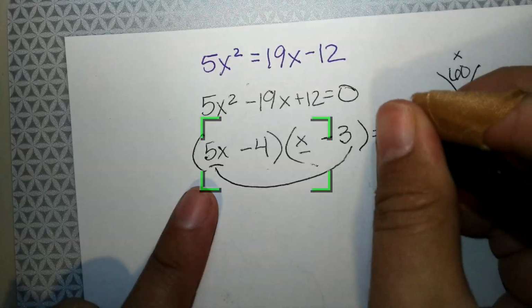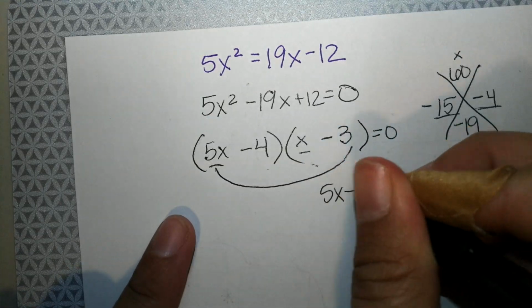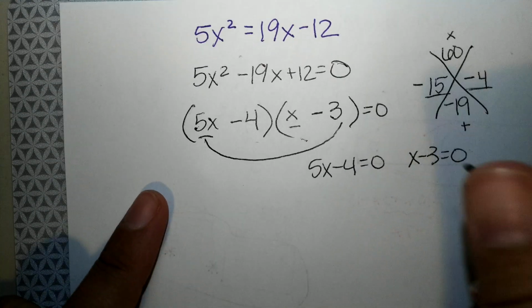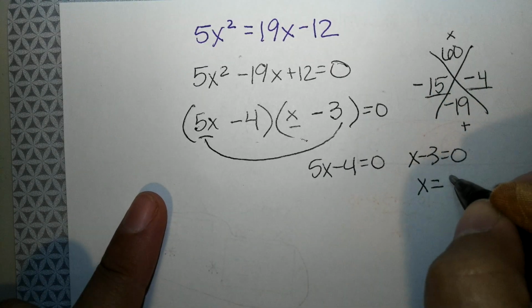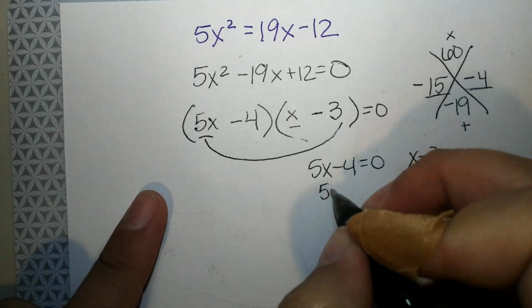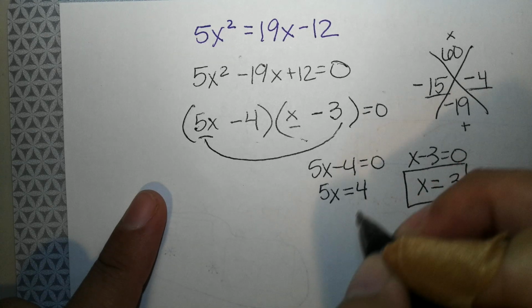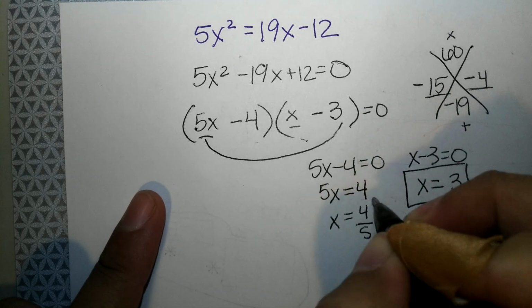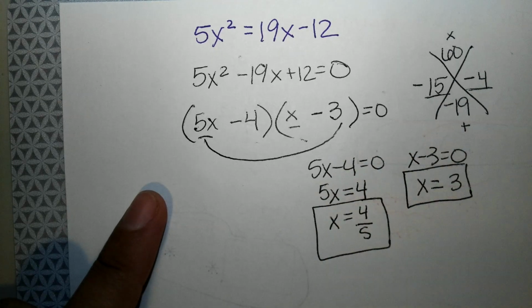And then it will be set equal to 0. So 5x minus 4 equals 0, and x minus 3 equals 0. We'll start with that one. We're going to add 3 to both sides. 0 plus 3 is 3. And I'm going to add 4 to both sides. 0 plus 4 is 4. Divided by 5, 4 divided by 5. And those are the solutions.